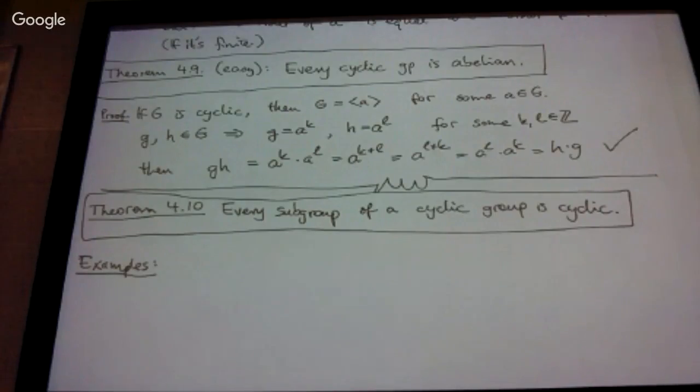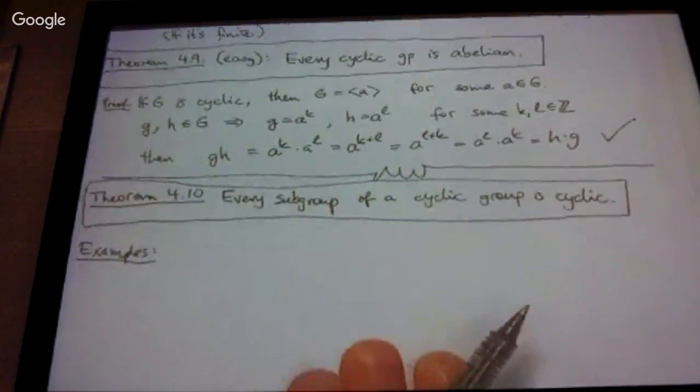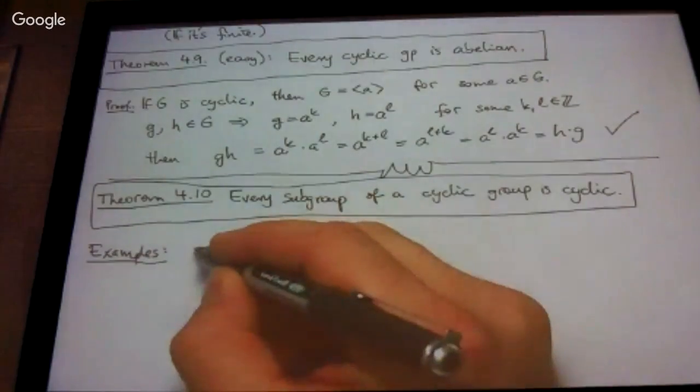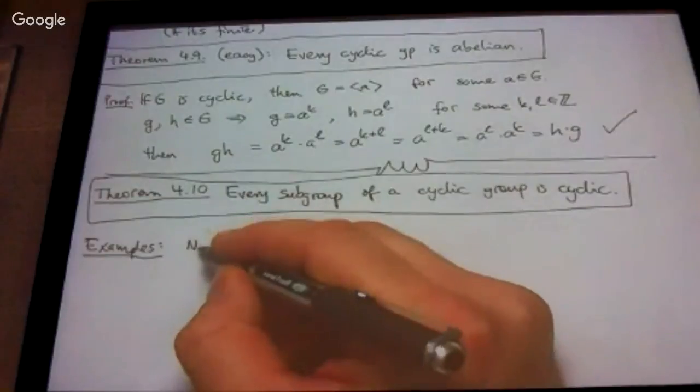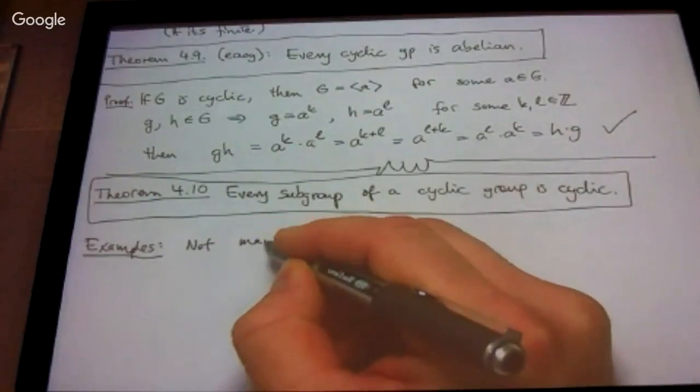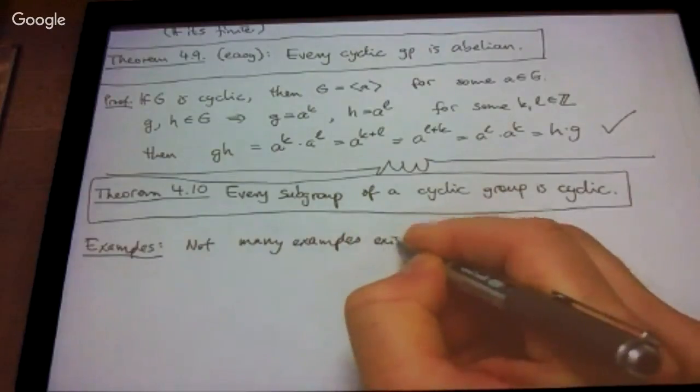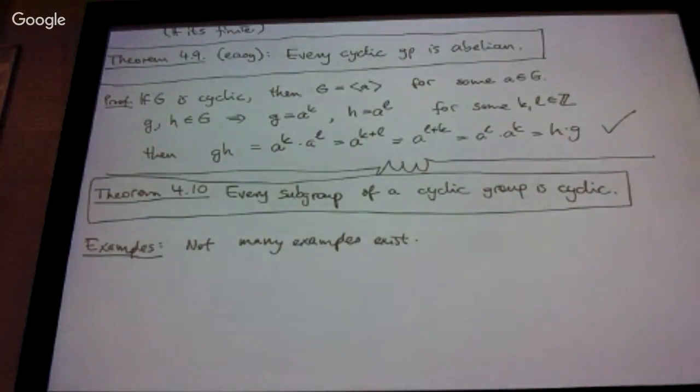Why are they called cyclic? Because the finite ones are like cycles. Yeah, 0, 1, 2, 3, 4. Now we know that they're all abelian. So what can they really be? I mean, they have to be generated by something, and so they're all like that. So, not many examples. They're just different incarnations of the same group.